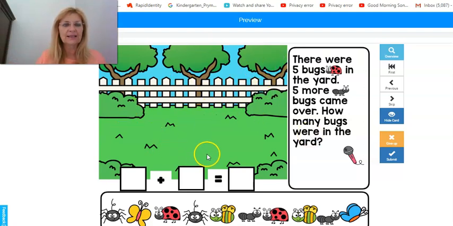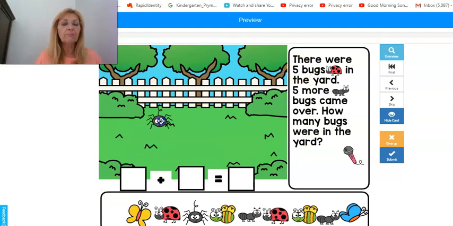Well, we have a nice scene outside and there's some bugs down here. Let's find out. It says there were 5 bugs in the yard. 5 more bugs came over. How many bugs were in the yard? So let's think about this.